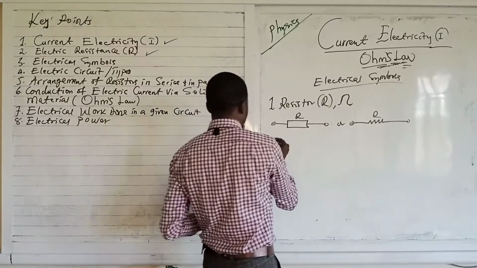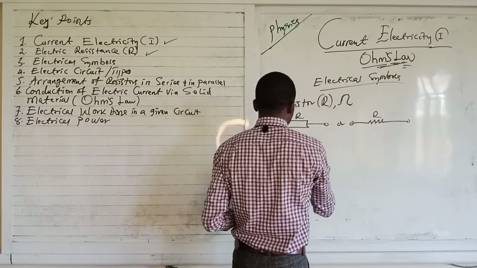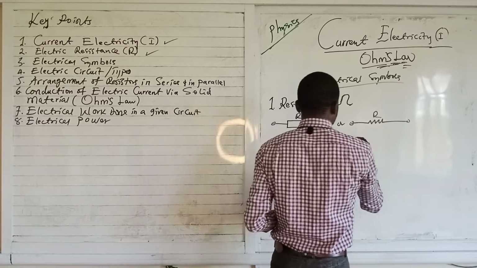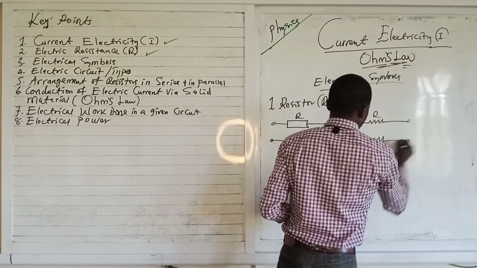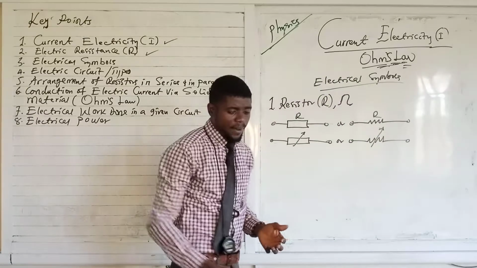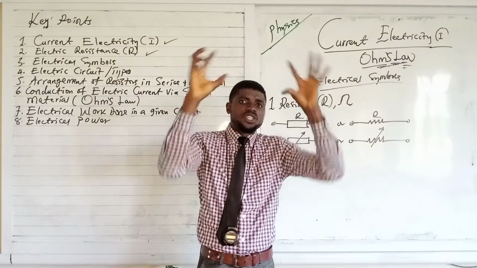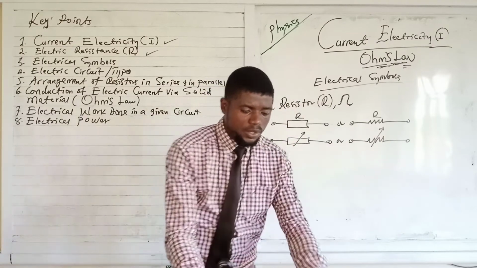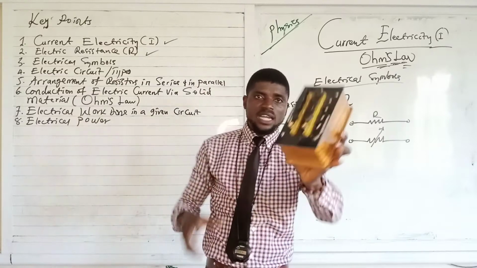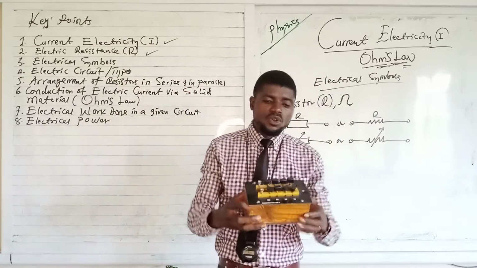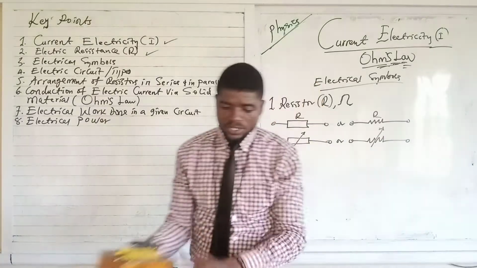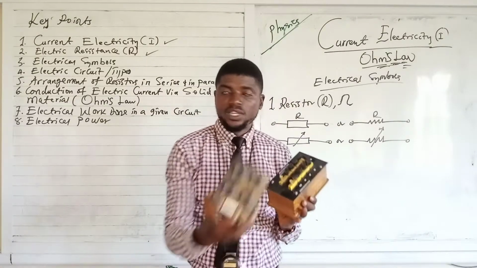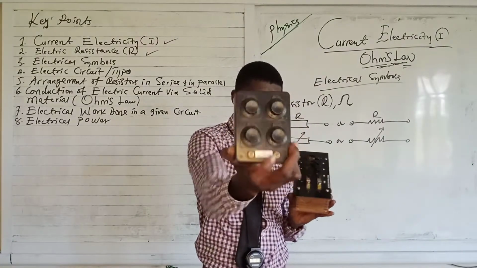The other one is the variable resistor. The variable resistor is also something like this, but then you have an arrow, a stroke here. As the name implies, a variable resistor is a resistor whose resistance is not fixed but varied during an experiment. We have the resistance box as one example of a variable resistor. I don't normally use this one for my experiments because the values are not too wonderful. We also have this as a variable resistor.